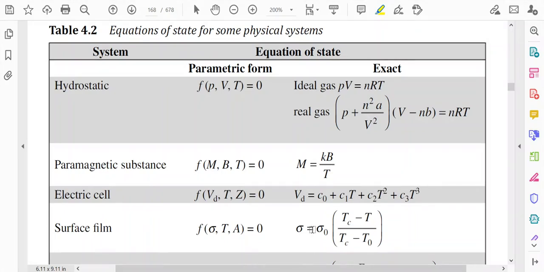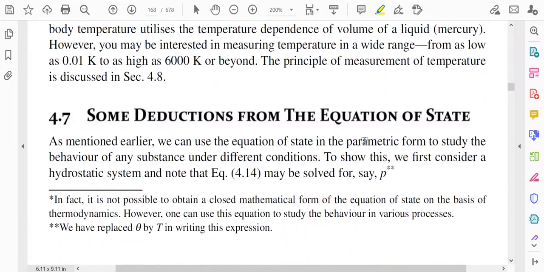In my early lecture, we have discussed equation of state. For example, an equation of state is f(P, V, T) = 0. This is the parametric form, and the exact form of the equation of state for an ideal gas is PV = nRT. Now we can deduce some important equations from the equation of state. So let us give an example.